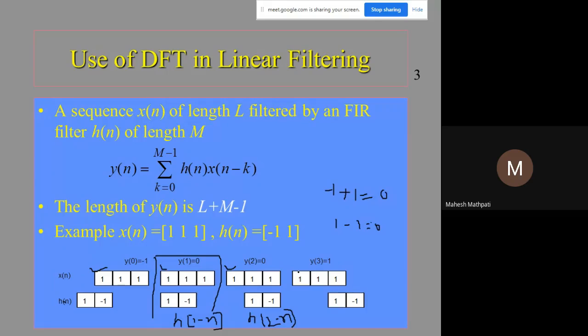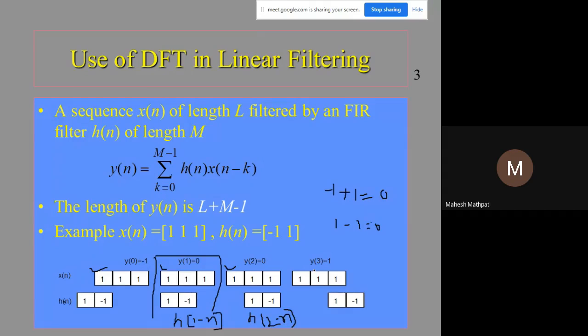x of n is kept as it is, and again it is shifted by one more value, so it is h of 3 minus n, and the answer you get is y of 3 equals 1. So this is how we are simply performing our linear convolution. Understood? Any difficulty here? Now what is our final answer?